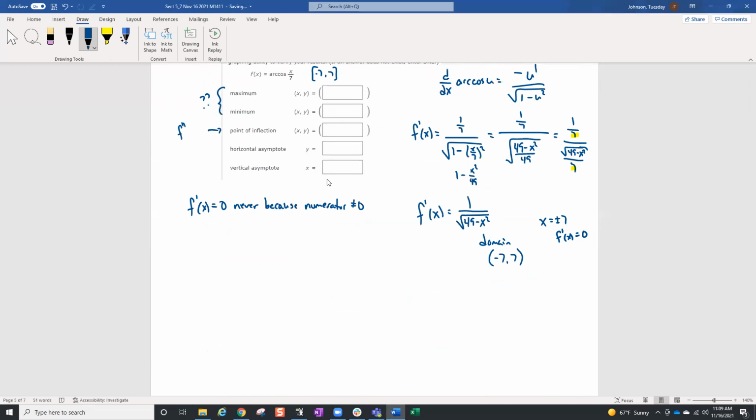So the derivative is never 0 because the numerator is never 0. We see that f at -7. Ah, man, I'm struggling, guys. I know better. I totally know better. Let's find the second derivative.